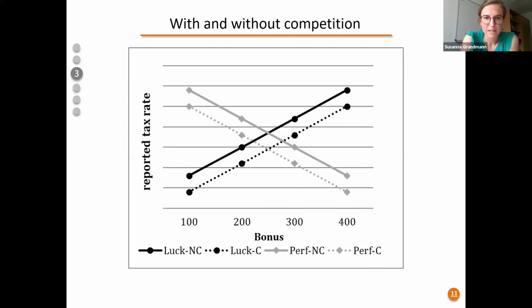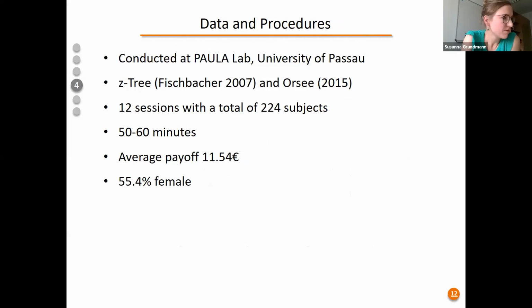Okay. So just quickly to go through data and procedures. The experiment was conducted at the Paula Lab at the University of Passau, run with Z-Tree and recruited via ORSEE. I had 12 sessions with a total of 224 subjects. The experiment lasted 50 to 60 minutes with an average payoff of €11.54, and just over half of my subject pool were female.